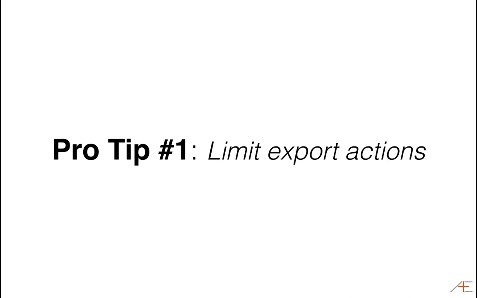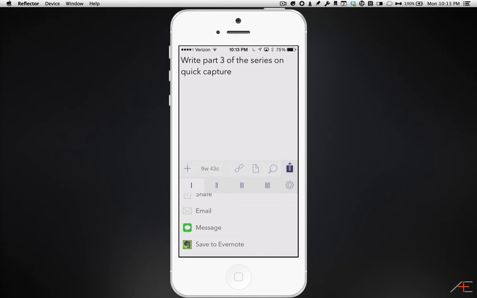Pro tip number 1, limit the number of export actions you see. Drafts has a ton of export actions and has a lot of them available right out of the box. If you're unfamiliar with Drafts, though, you can look at that long list of export actions and easily be overwhelmed by all the options. Most of these you'll never use, so I recommend going into the settings and hiding all the actions you won't use. At the very least, move them off the first page. Remember, Drafts supports 4 pages of export actions. You really only want to see the actions you use frequently on the first page.